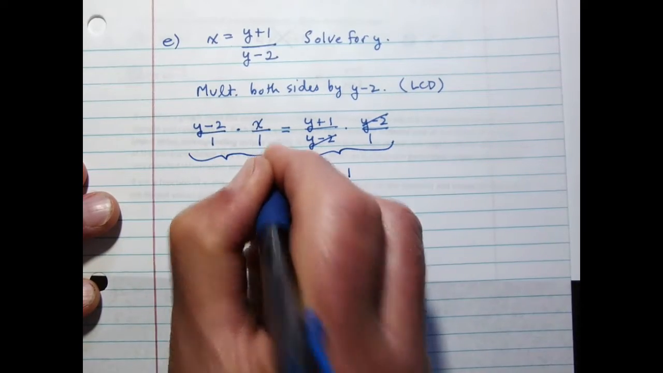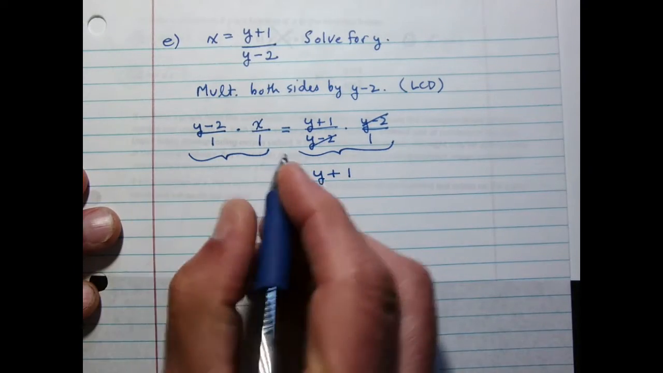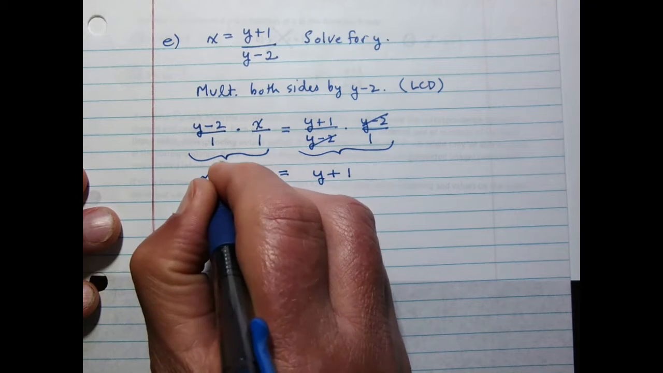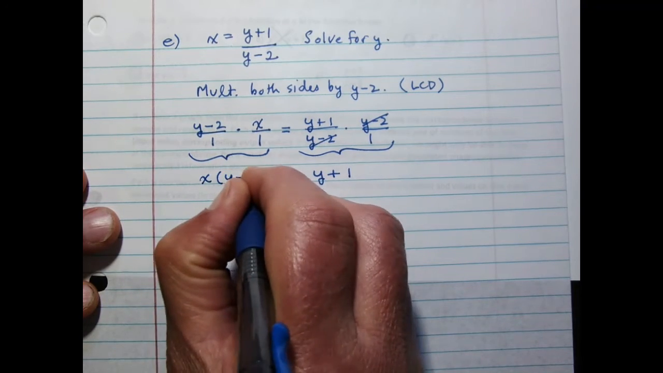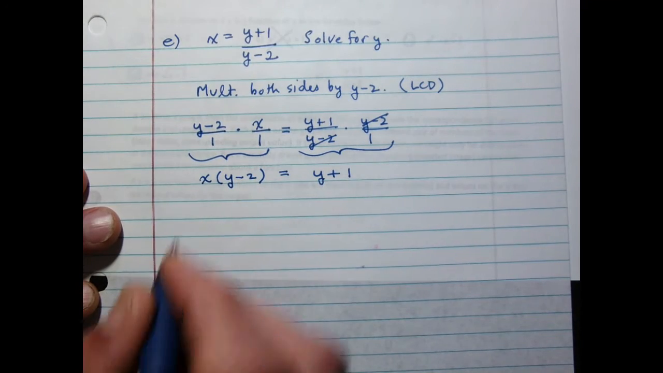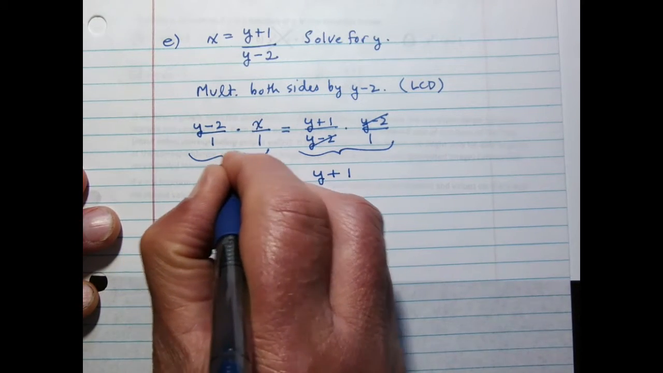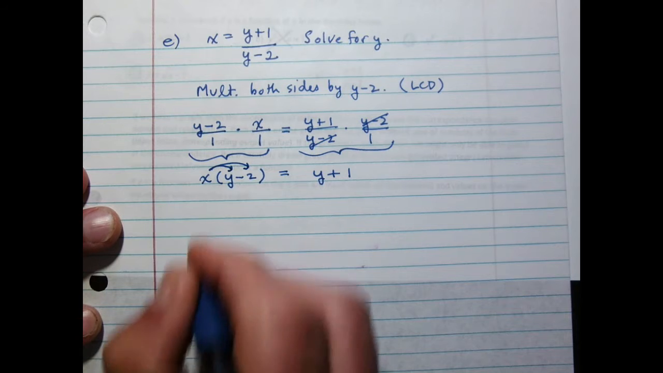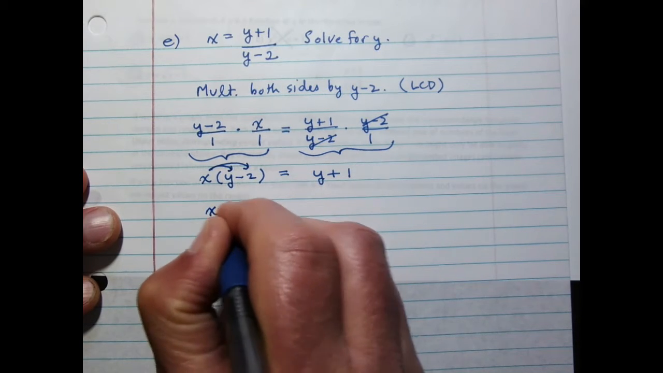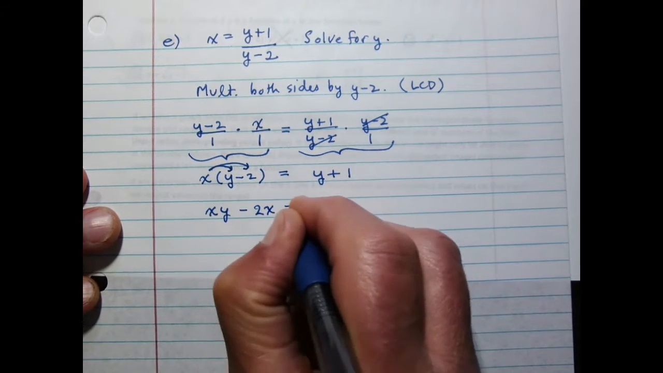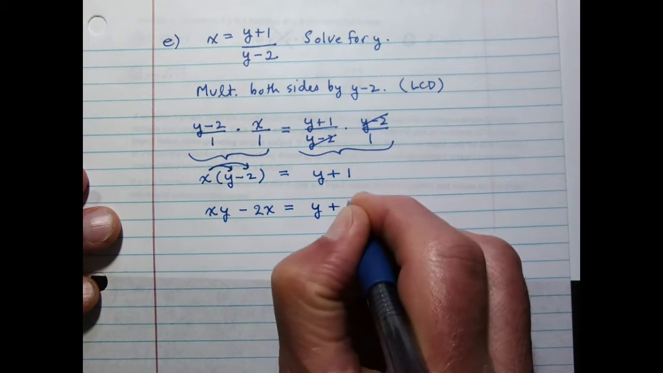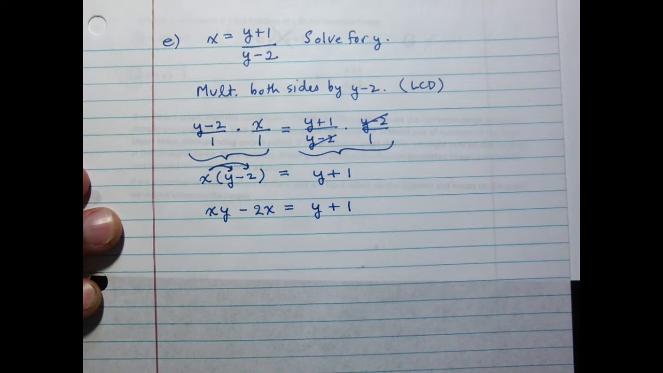On the left-hand side, I can rewrite this with the x in front times y minus 2 in parentheses. I need those parentheses because I'm going to have to distribute the x to each of those two terms, right? I get xy minus 2x equals y plus 1. So to me, those are the cleaning up steps.